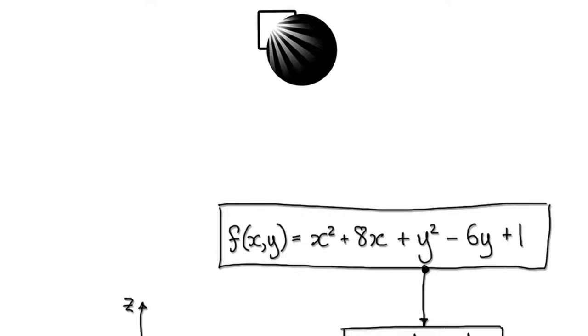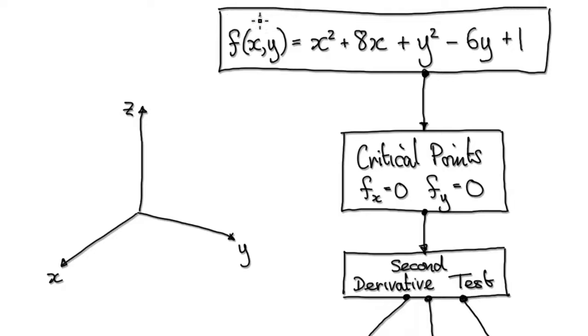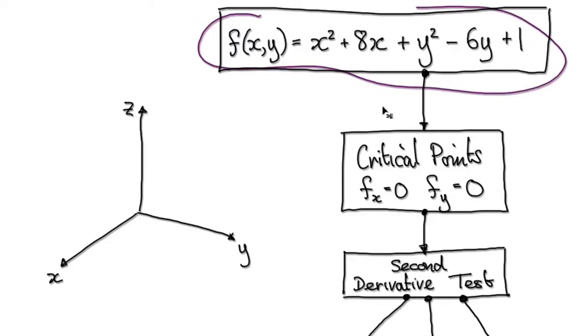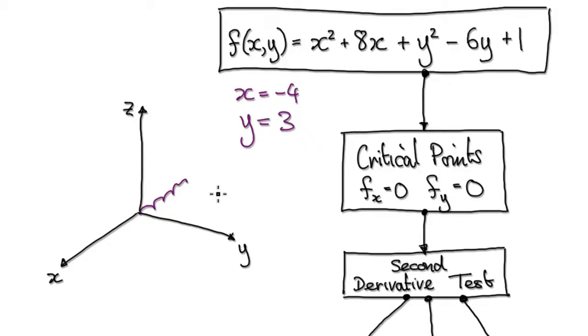In this video, I'm going to give you an example of the second derivative test. So in the previous video, we looked at this surface and we managed to identify the critical point. It turned out to be x equals -4, y equals 3. So x -4, 1, 2, 3, 4, y positive 3, 1, 2, 3. So the critical point is somewhere around here.